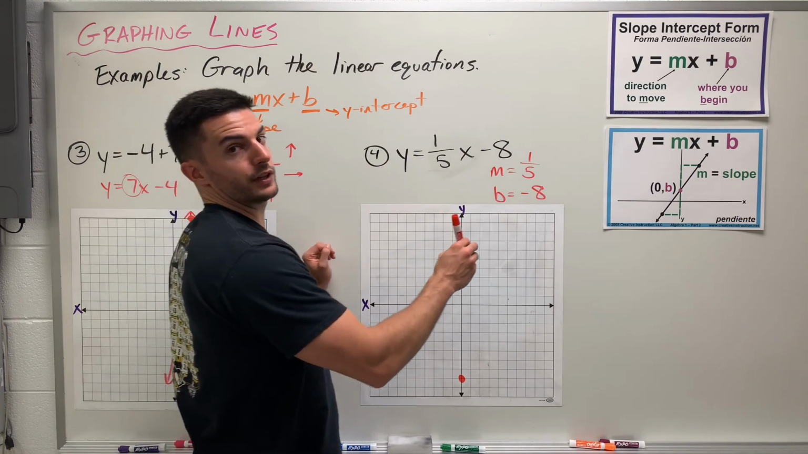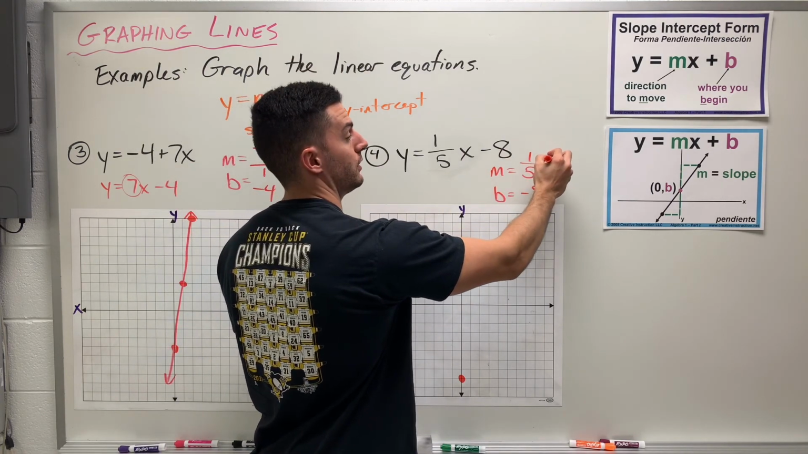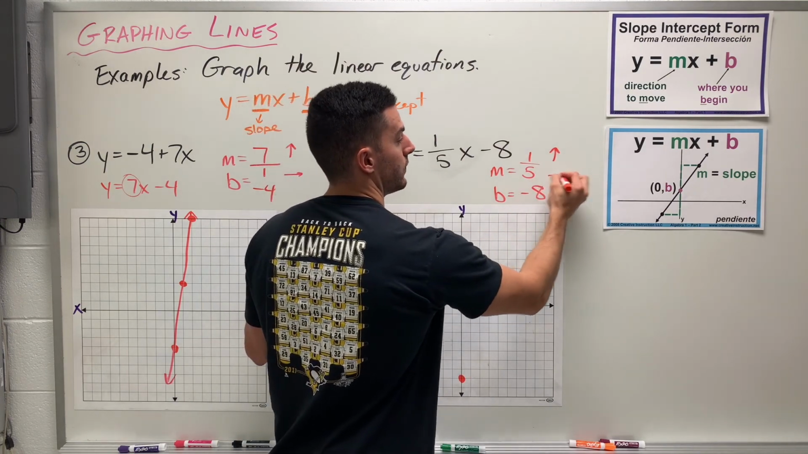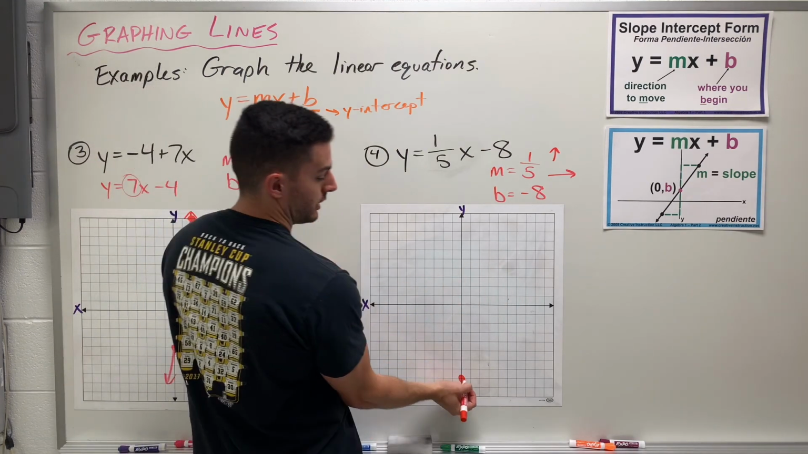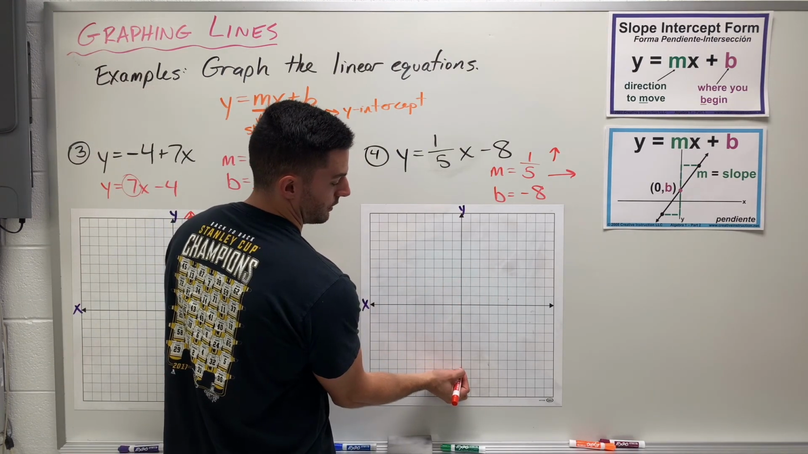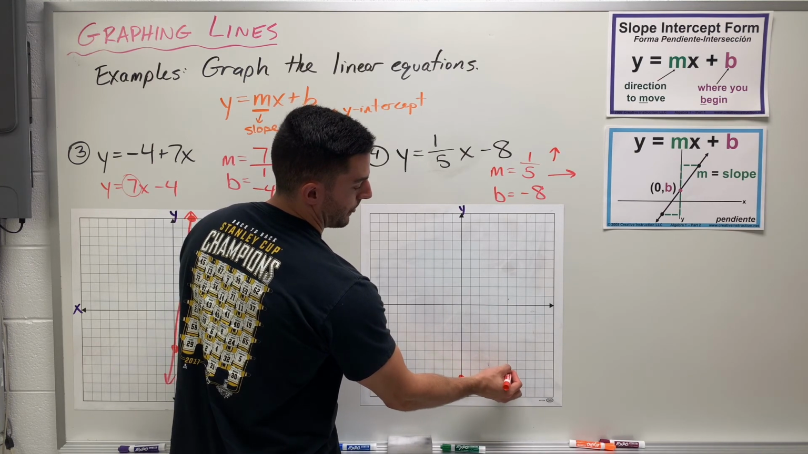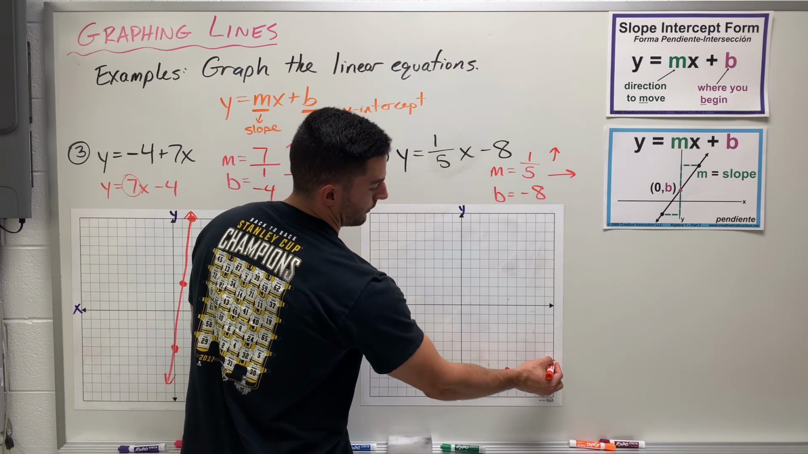And then I'm moving where? Well, rise over run, so the top number is up or down. That's positive 1, so that means up 1, and then right 5. So up 1, right 5 is how much I'm counting. So I move up 1 space, and then right 1, 2, 3, 4, 5. Make my point there. Same thing, up 1, right 1, 2, 3, 4, 5.